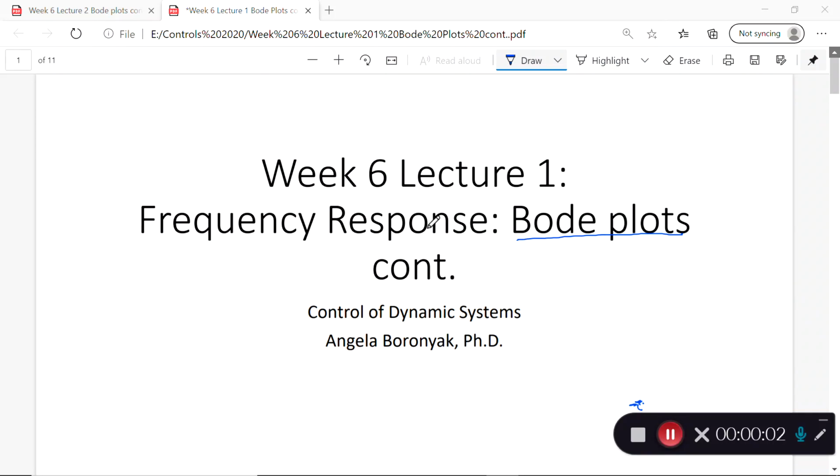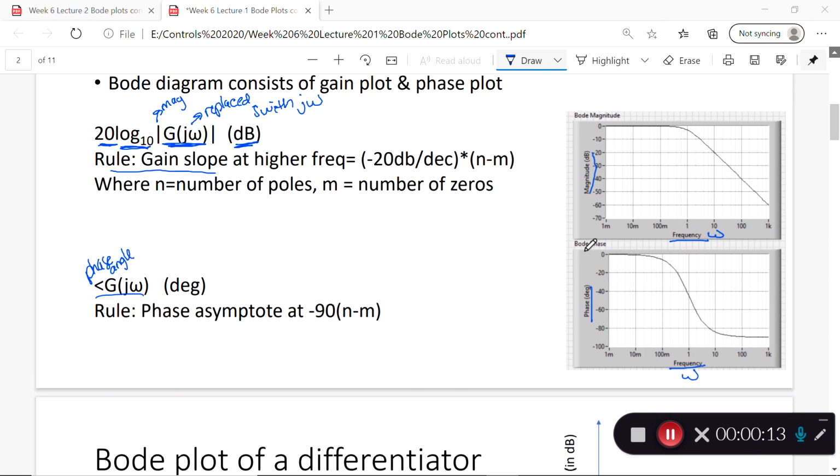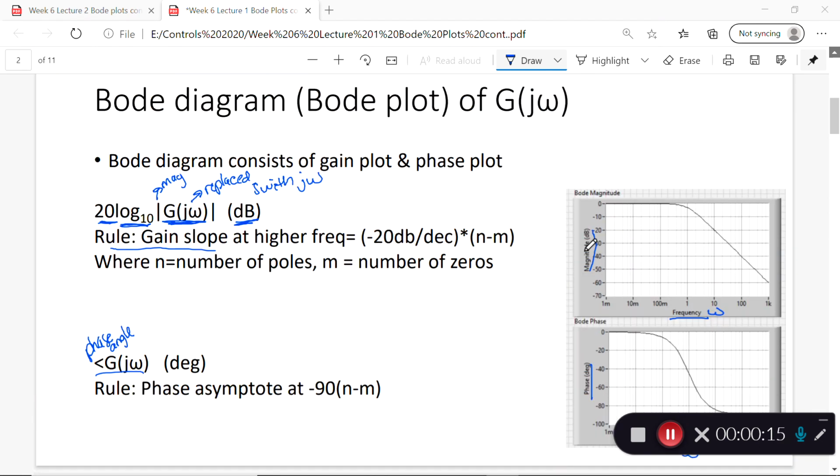Okay, in this video lecture, we're continuing talking about our frequency response for systems, or the transfer function for a system. And we said that we could graph that frequency response in what are called Bode plots. So what is a Bode plot? We actually have two types of Bode plots. One is graphing the magnitude of our system's transfer function, and one's graphing the phase angle.